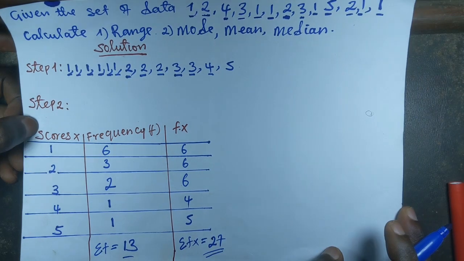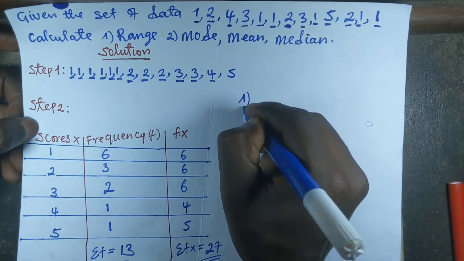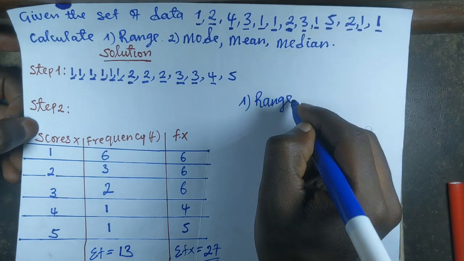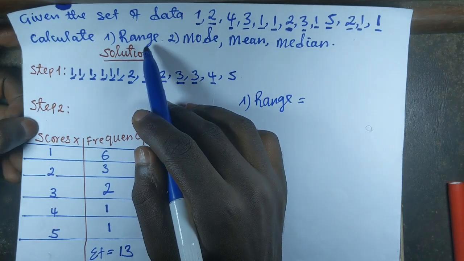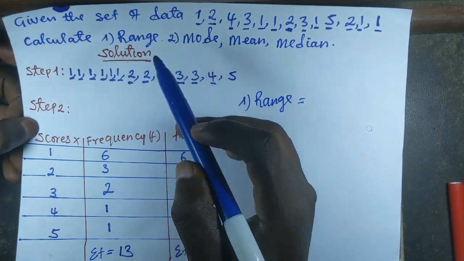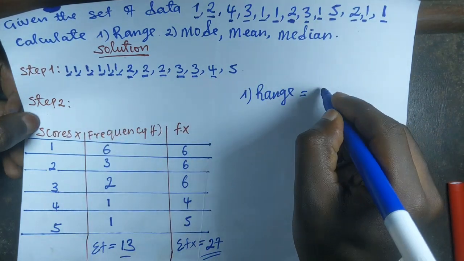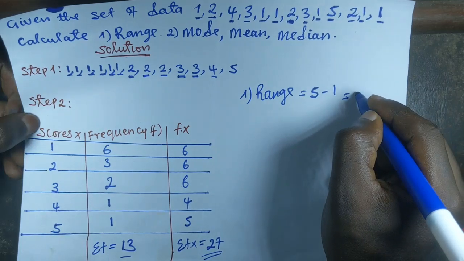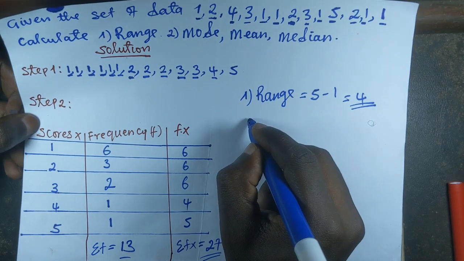The first question requires us to look for the range, and we know that range is the difference between the highest value in a given set of data and the lowest value. The lowest value here is 1 and the highest is 5. So we have 5 minus 1 to be 4. So that's our range.